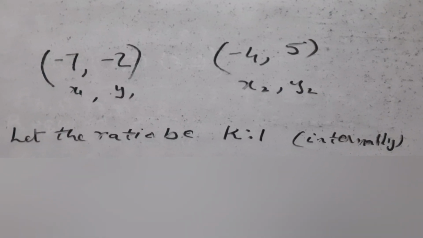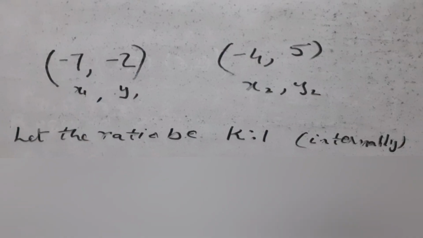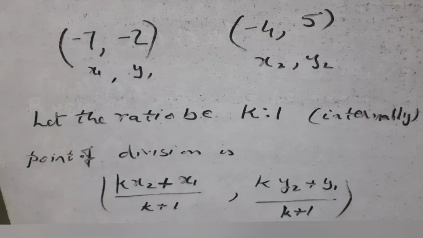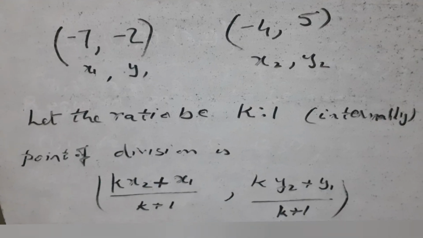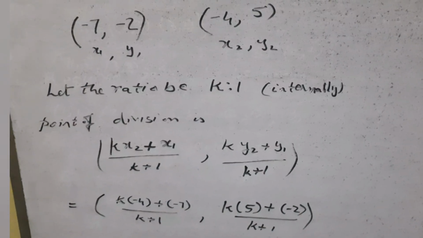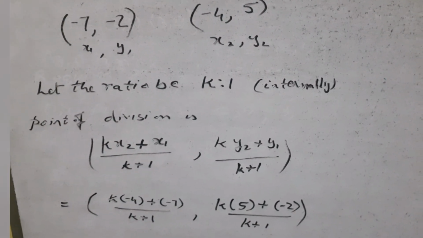Take the given points (-7, -2) and (-4, 5) as (x1, y1) and (x2, y2). We are trying to find the ratio, so we take the ratio as k:1. Use the section formula. Substitute the values for x1, y1 and x2, y2.